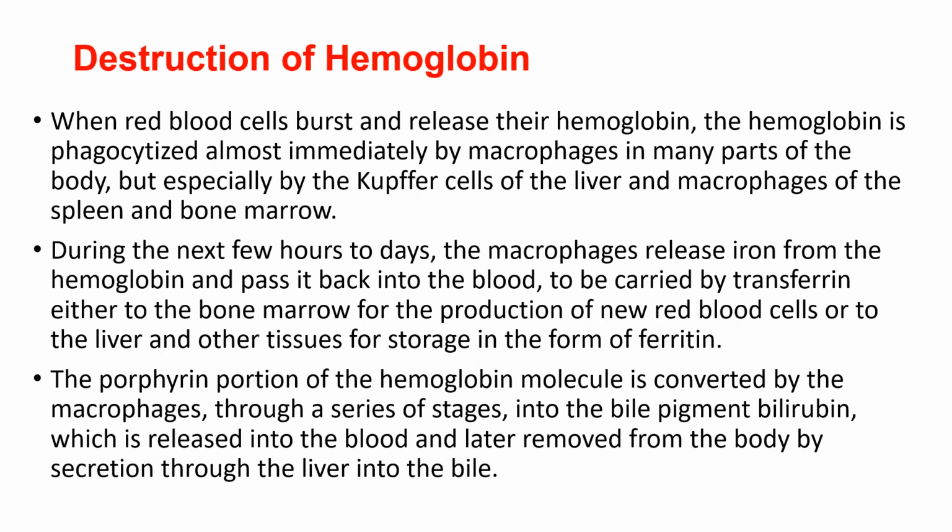Destruction of hemoglobin. When red blood cells burst and release their hemoglobin, the hemoglobin is phagocytized almost immediately by macrophages in many parts of the body, but especially by the Kupffer cells of the liver and macrophages of the spleen and bone marrow. During the next few hours to days, the macrophages release iron from the hemoglobin and pass it back into the blood, to be carried by transferrin either to the bone marrow for the production of new red blood cells or to the liver and other tissues for storage in the form of ferritin. The porphyrin portion of the hemoglobin molecule is converted by the macrophages, through a series of stages, into the bile pigment bilirubin, which is released into the blood and later removed from the body by secretion through the liver into the bile.